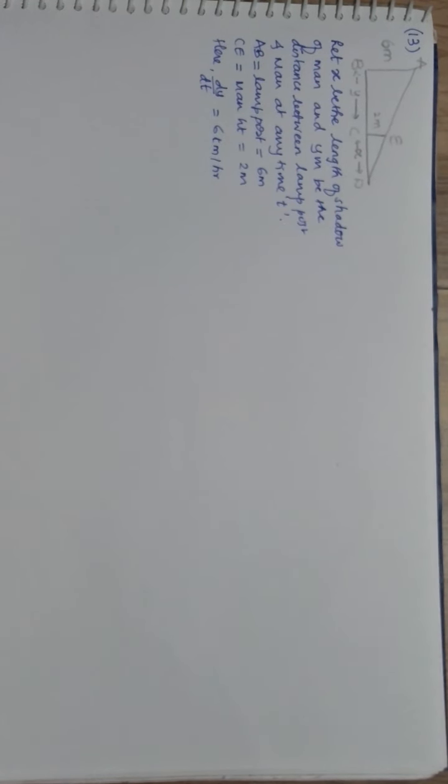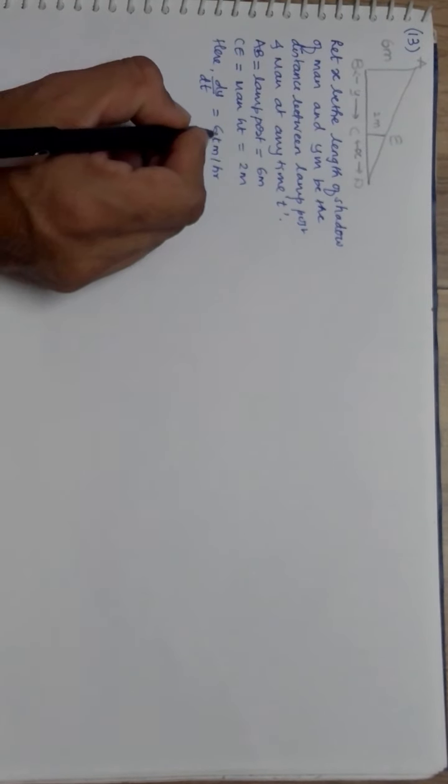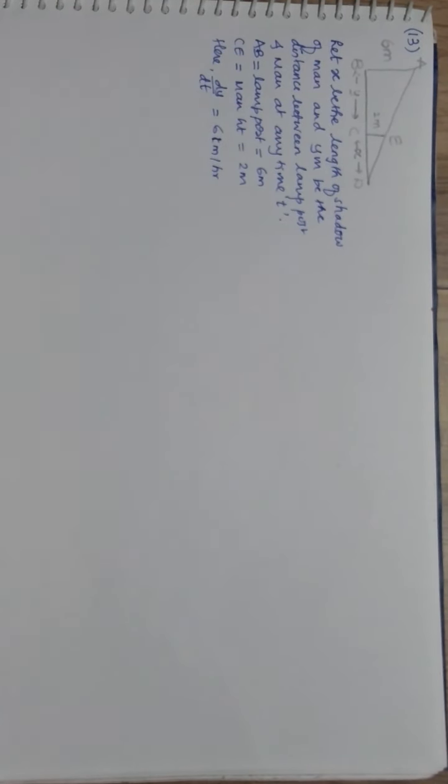I think there is a mistake in this, it must be 6 meters. No, it can be 6 kilometers per hour. Okay, it is per hour, it is okay. So the speed of him walking is 6 kilometers per hour. That is, dy by dt is equal to 6 kilometers per hour.